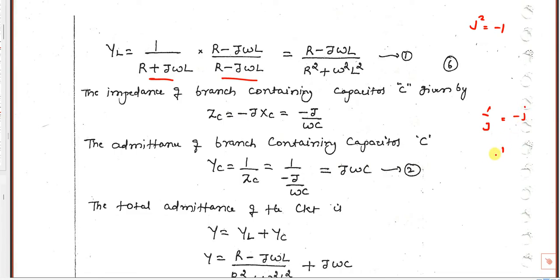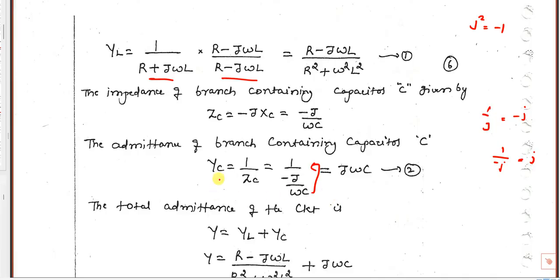1 by minus j is plus j. So here we have 1 minus 1 by minus j becomes plus j. This will go to the numerator. We have Yc is equal to j omega C.